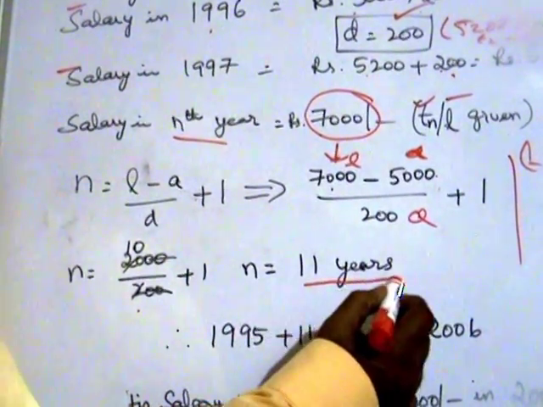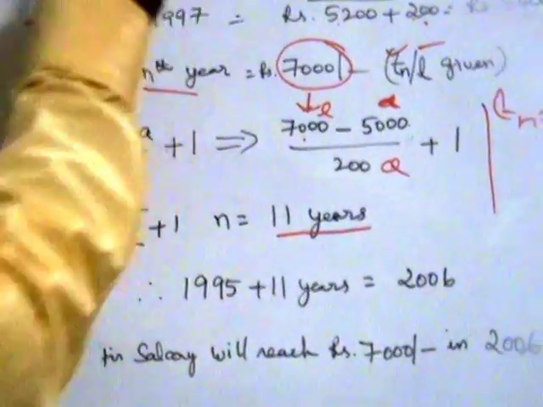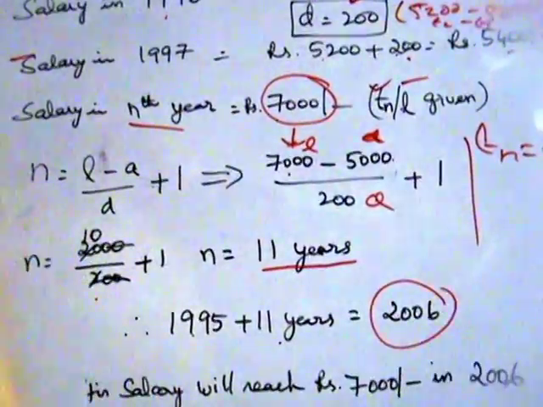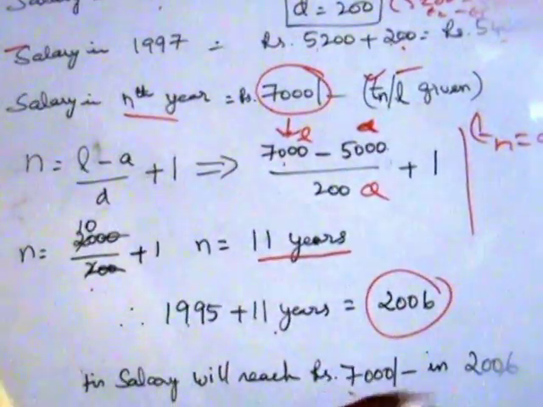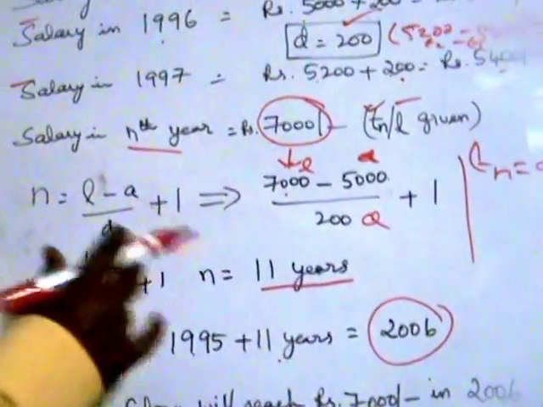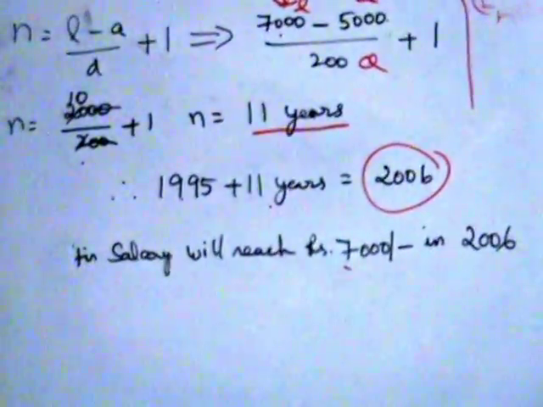So after 11 years, you will get this increase. So it starts with 1995 plus 11 years. In 2006, his salary will be 7,000 rupees. So try this sum. You can understand the concept easily, how an AP operates, the nth term operates.